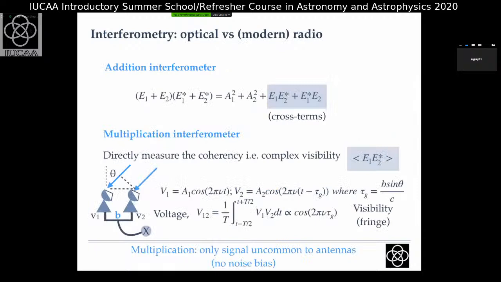But when we talk about modern radio telescopes, we do not actually do addition interferometry. What we use is a multiplication interferometer. And that is something which is not possible in the optical domain, but it is very much possible in the radio domain, because using our dishes and feeds, we can directly measure the coherency, or sample the electric field in the aperture. So how do we do that? I can, in this case, directly measure.